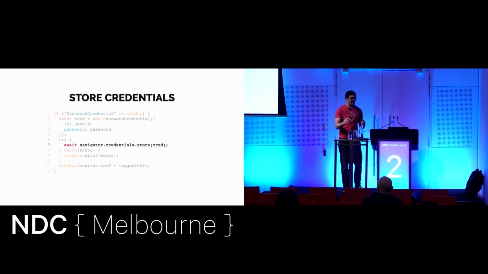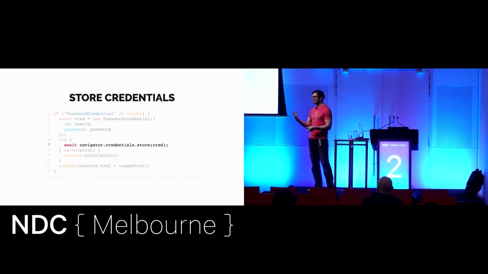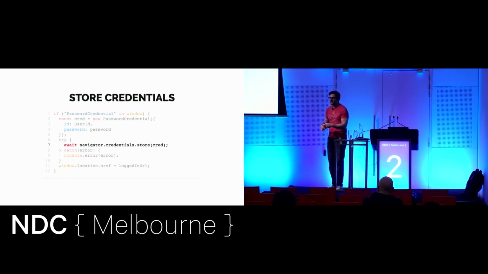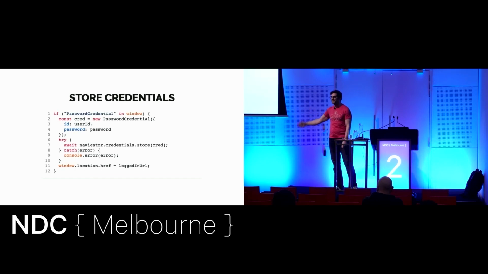And so navigator.credentials.store will resolve if the user says yes. I don't actually think it rejects, because if you cancel, that gives you more information about the user as well. So basically, you ask it to store it, and as long as everything goes all right, we can move the user on. And in this case, I'm just redirecting to the next logged in URL or my two-factor authentication URL.